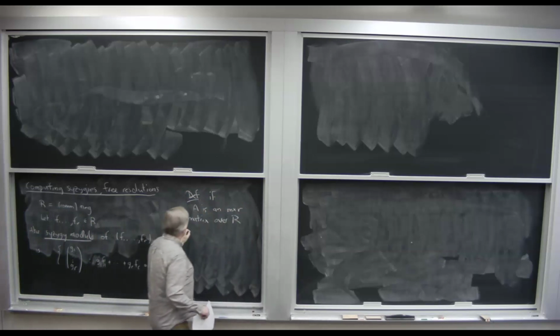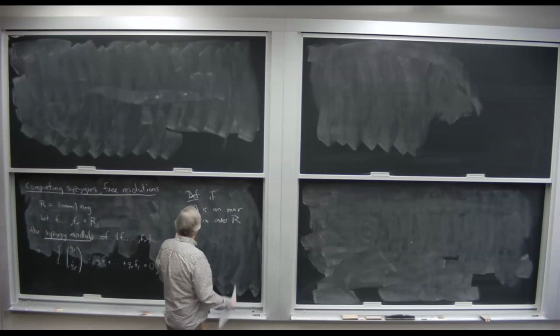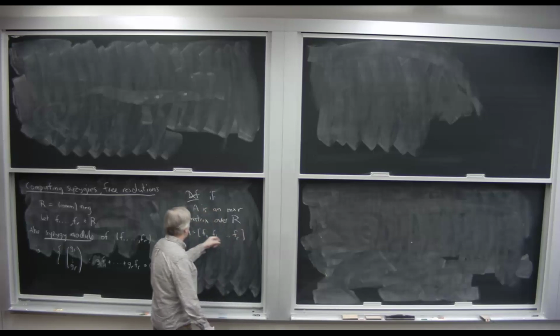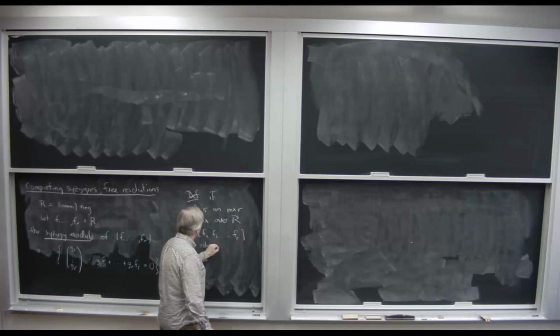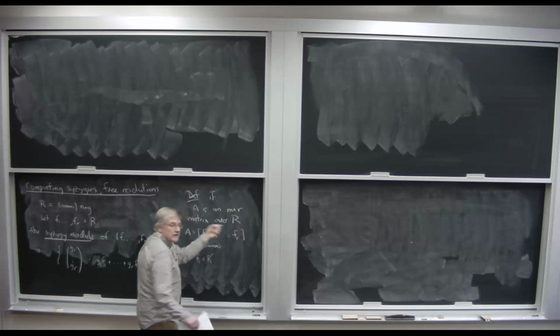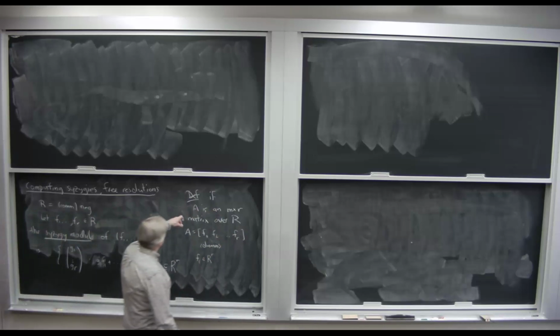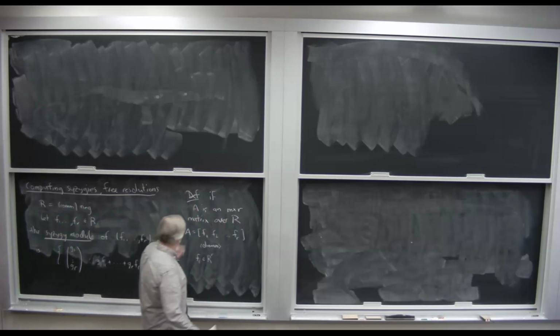What we think of is, I'm going to think of A as F1, F2, up to Fr being the columns, and each Fi is in R to the M. This is exactly what I was teaching in my undergrad linear algebra class a few weeks ago, except that it was over a field rather than over a ring.